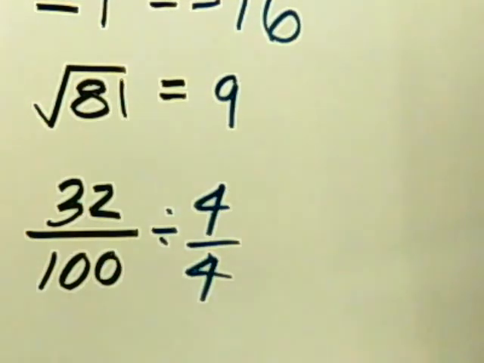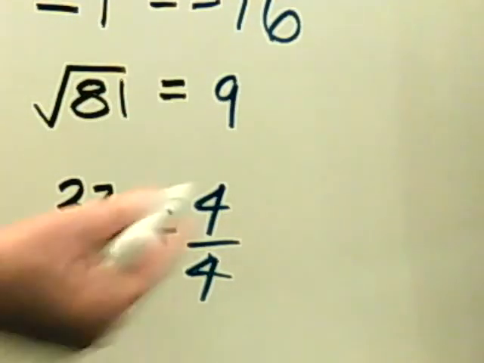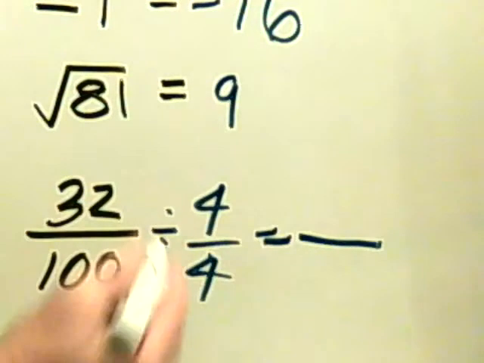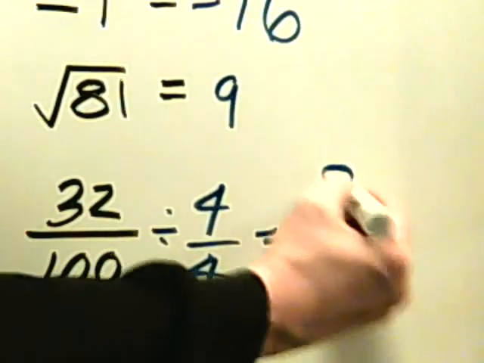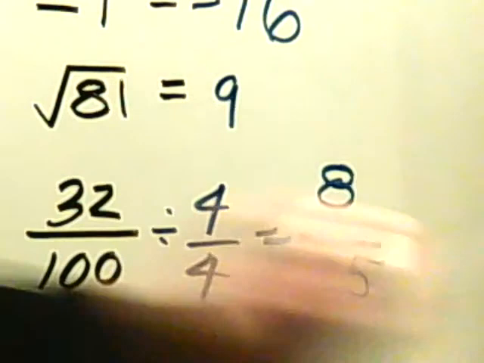Okay, that's a little bit more complicated, but you could have divided by 2 and done that twice until you got to the same place. But in this case, I know it's 4. It's easy to divide 100 by 4, and we know 32 divided by 4 as well. So 32 divided by 4 is 8. 100 divided by 4 is 25.